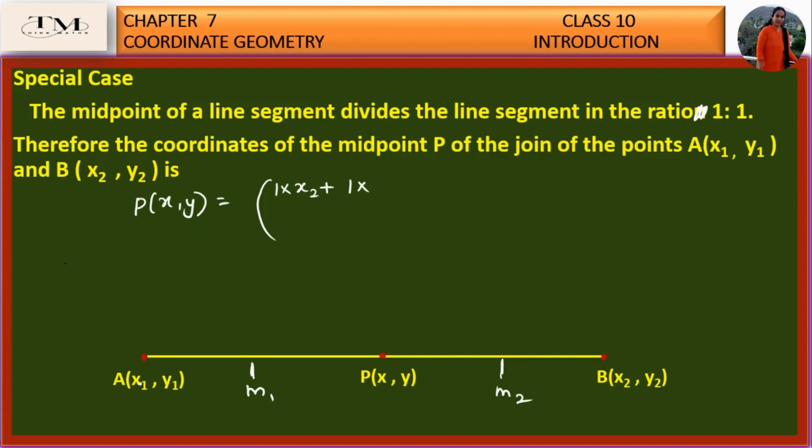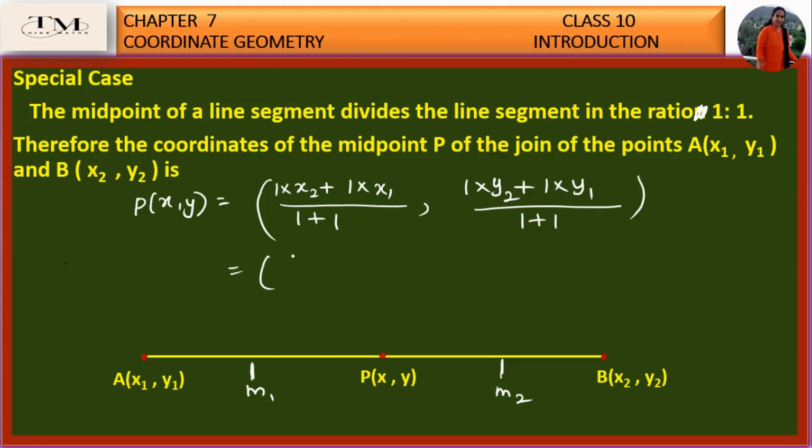So 1 into x1 divided by m1 plus m2. So it is 1 plus 1, comma, m1 into, where is m1? Here. So m1 into y2 plus m2 into y1. So just to change the sign. Okay. So 1 into y1 divided by m1 plus m2. So it is 1 plus 1.